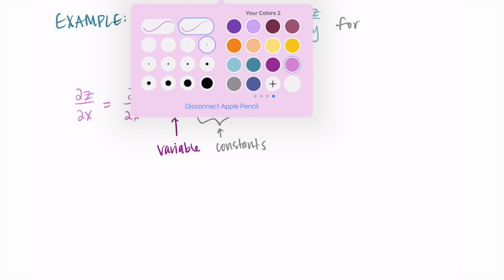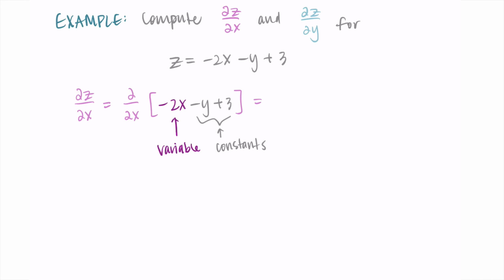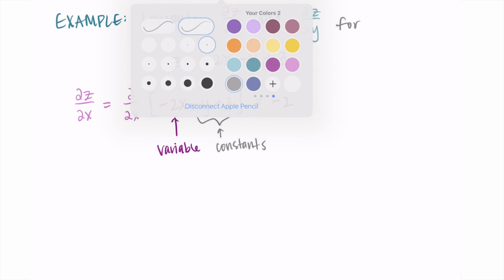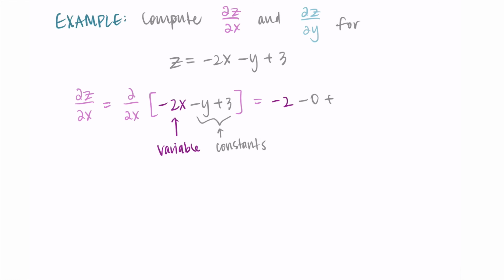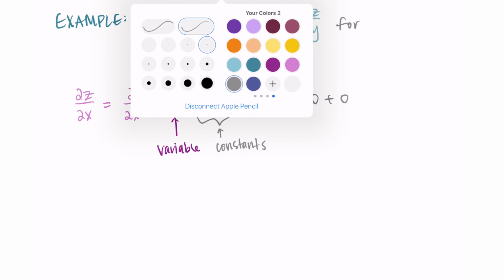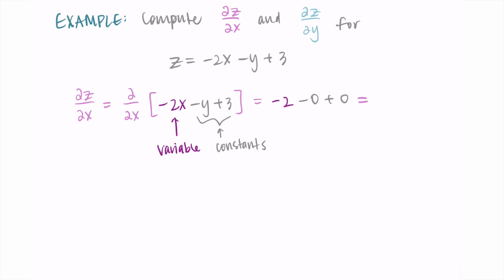So when we do this, we take the derivative of negative 2x, that's negative 2, and then we have the derivative of a constant, that's 0 and 0. So the derivative of negative y here is negative 0, or just 0, doesn't really matter. And same for the 3, the derivative of 3 is 0. So we say that the derivative with respect to x is negative 2 of this function. So this tells me that going in the x direction, the change is negative 2. So it's constant change going in the x direction.